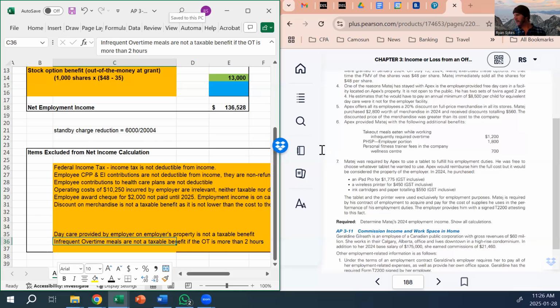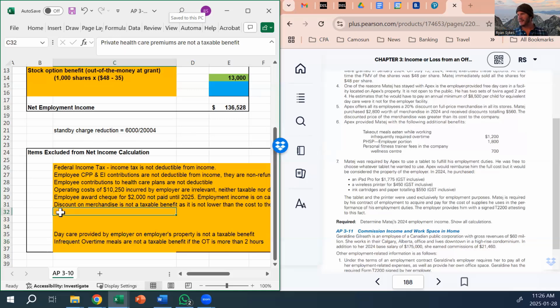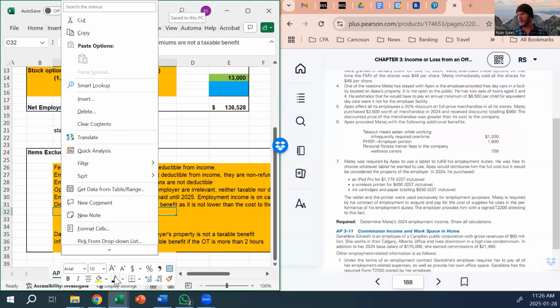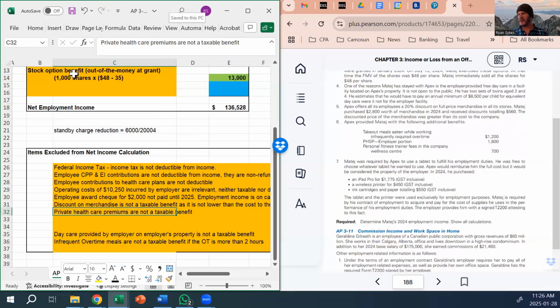Next up is the employer portion of the private health services, right? And they've paid $1,800 in insurance premiums over the year. That is listed as a non-taxable benefit in the Income Tax Act. So this is private healthcare premiums, not a taxable benefit. I should say, employer portion of private healthcare premiums are not a taxable benefit.